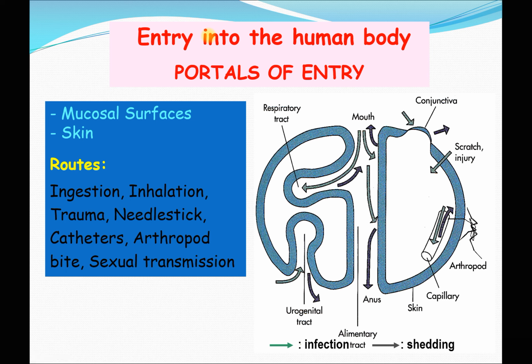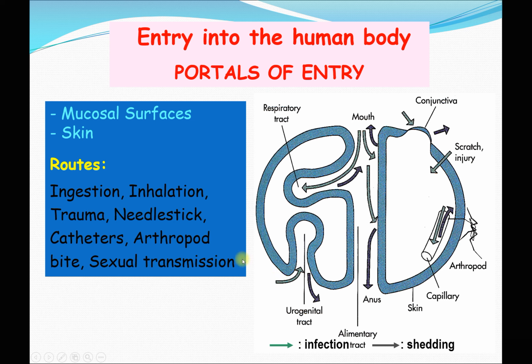The first step is the step of the entry in the body of the host. For the entry in the body, the pathogen has to enter through the portals of entry. These portals of entry are the mucosal surfaces or the skin. The different routes through which the pathogen can give entry are the ingestion, inhalation, trauma, needle stick injuries, catheter, the arthropod bite, or the sexual transmission.